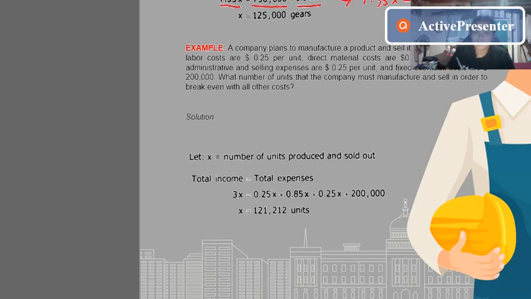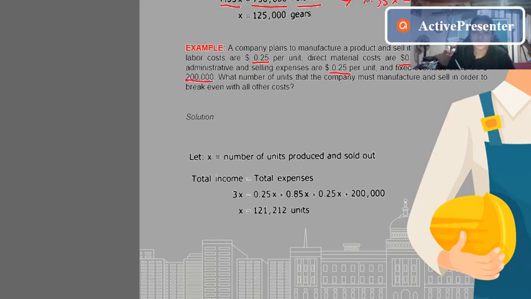So in our problem, we have a product to sell. Our total income will be $3 multiplied by our X number of units, equals our total expenses: 0.25 multiplied by X, plus 0.85 dollars multiplied by X, plus 0.25 expenses per unit multiplied by X, plus our overhead cost of 200,000.